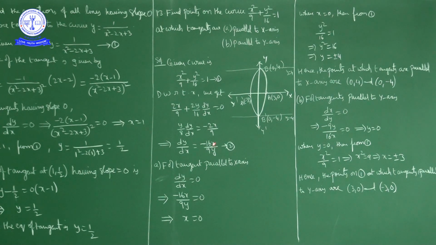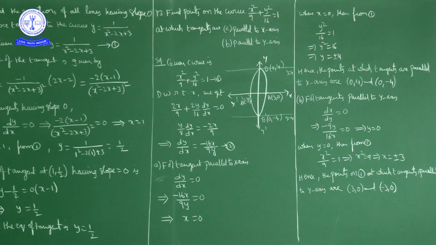By equating dy by dx equal to 0, what we got? x is equal to 0. By substituting x equal to 0 in the given curve, what we got? y is equal to plus or minus 4. Means (0, 4), (0, minus 4). At these points, we can draw tangents parallel to x axis. Okay, next, tangent parallel to y axis, condition is dx by dy is equal to 0. Now dy by dx is minus 16x upon 9y, dx by dy is minus 9y upon 16x. So this gives y equal to 0.